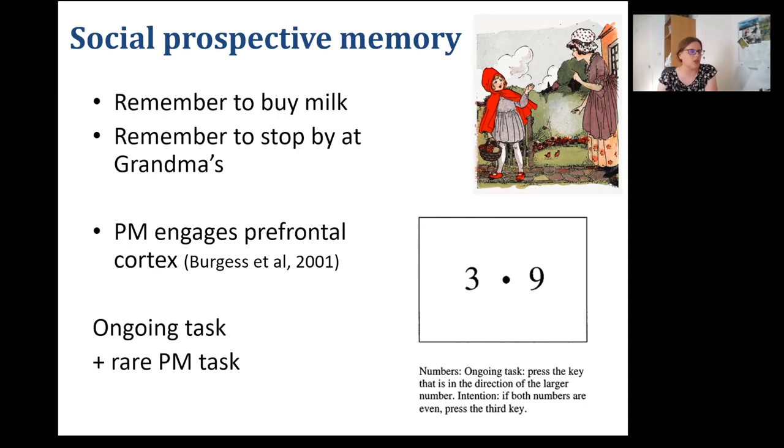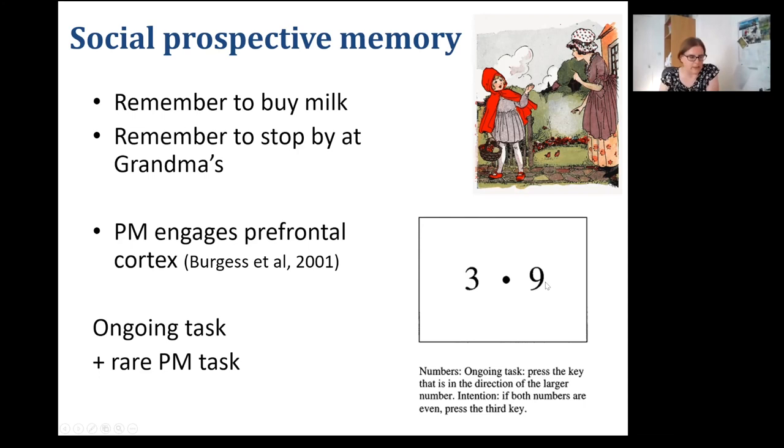Prospective memory has been studied in traditional MRI studies, but it's pretty hard to find a task that is meaningful. You can have things like you see numbers come up and you've got to press a key for the larger number, but if both numbers are even, then you do a different task. So you have overlapping tasks. Typically there'll be an ongoing task that happens every trial, and then sometimes you've got to detect a rare task. But again, there's not much ecological validity to that MRI scanner situation.